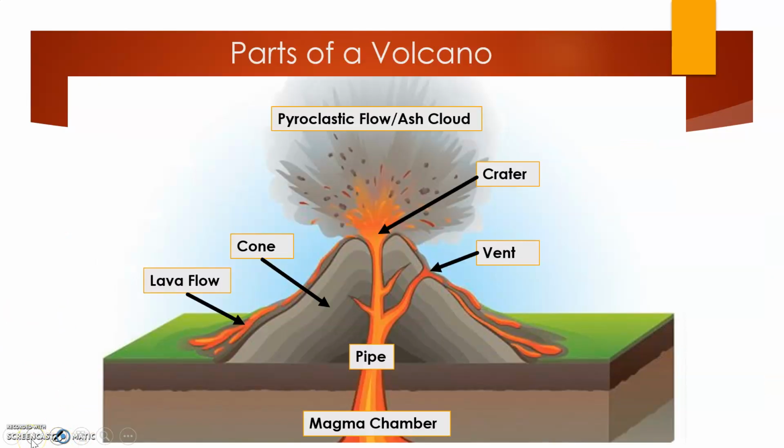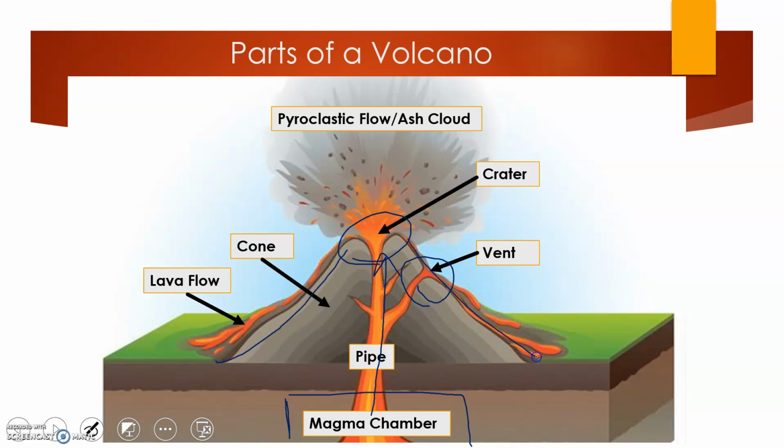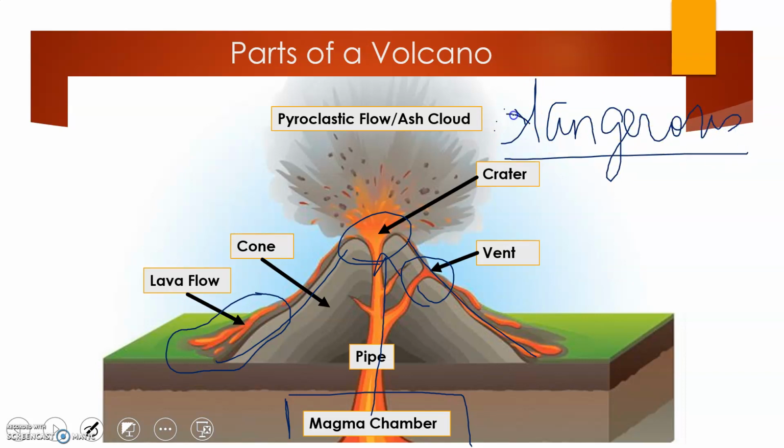All right, so here are the parts of a volcano. This hole right here is the crater. Any opening on the side is known as a vent. The magma chamber is down here at the base. The part that leads up is the pipe. The actual shape of the volcano is the cone. Anything that's flowing on the surface is a lava flow. And the most dangerous part is the pyroclastic flow or ash cloud.